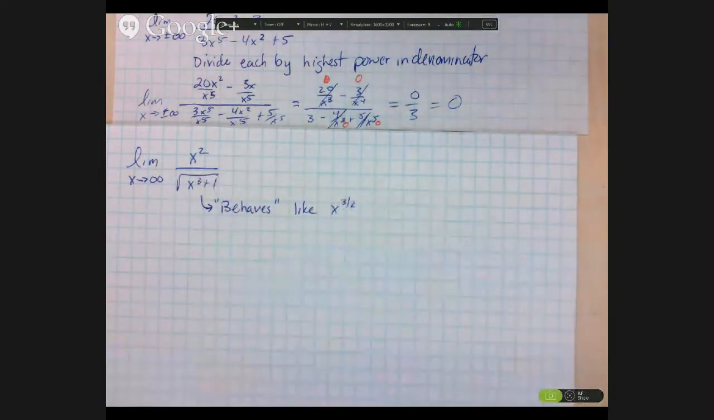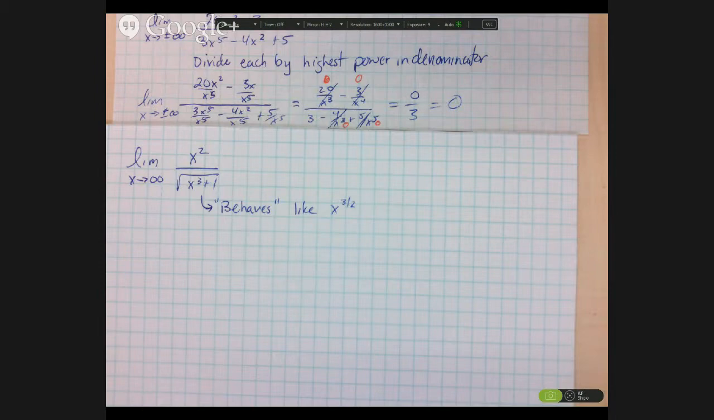Okay, it's pretty darn close. It behaves like x to the 3 halves. The plus 1, and when you get to infinity, adding 1 is very inconsequential. It's just a grain of sand, right? Pretty much.